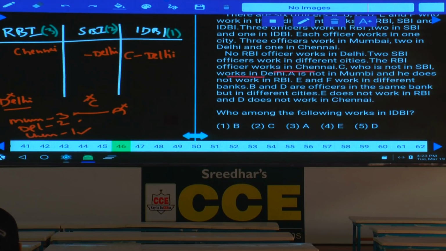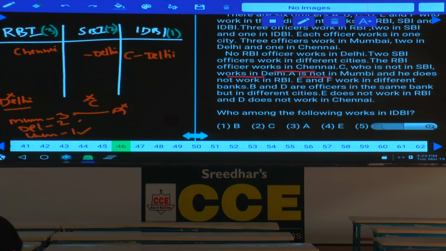Next one. A is not in Mumbai and he does not work in RBI. Now A is not working in RBI. As A does not work in RBI, hence A must belong to SBI. As A is SBI, now in SBI, 1 person from Delhi is already completed, isn't it? And then who is the other person here? Chennai, there is only 1 person already done, and the other person must be from which place?